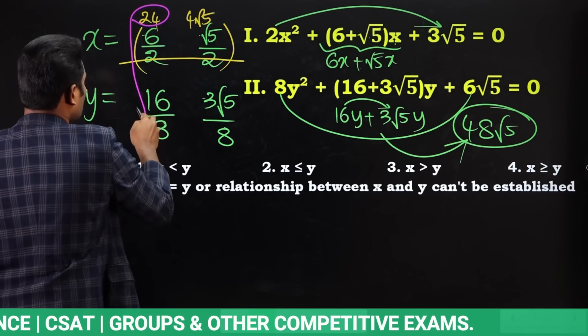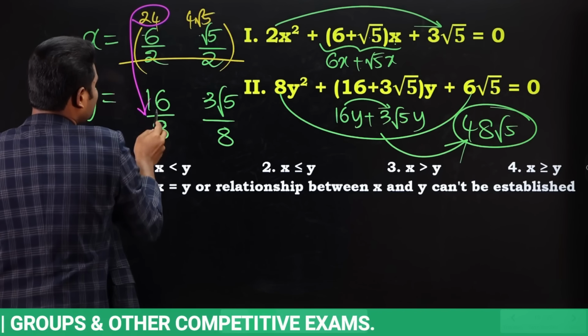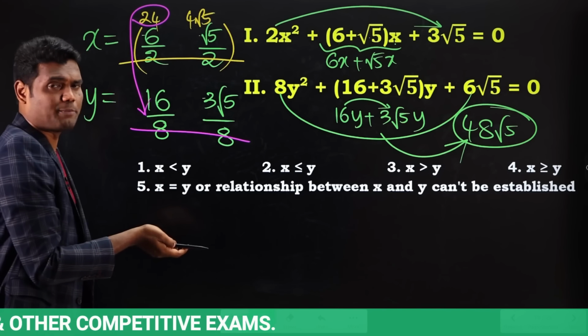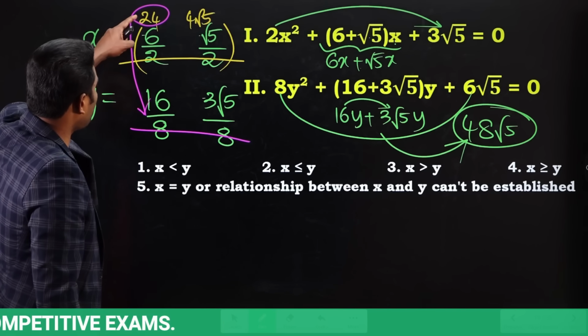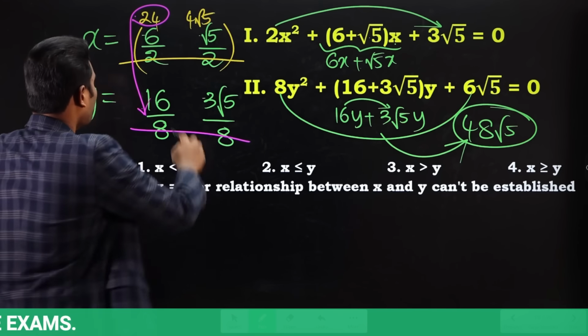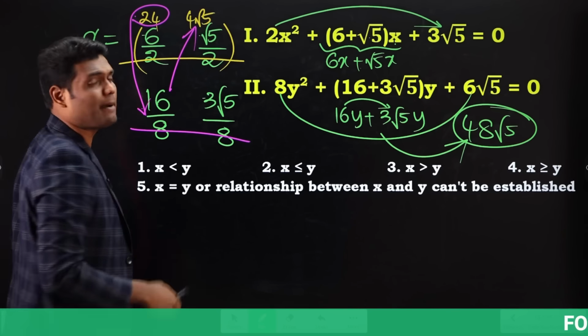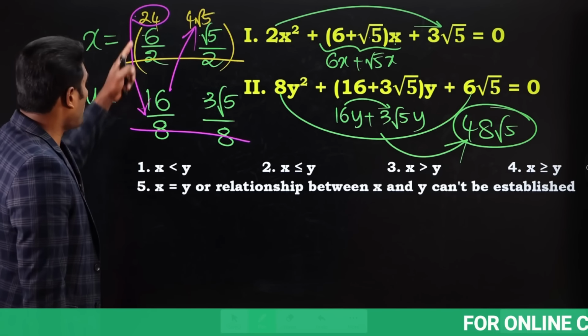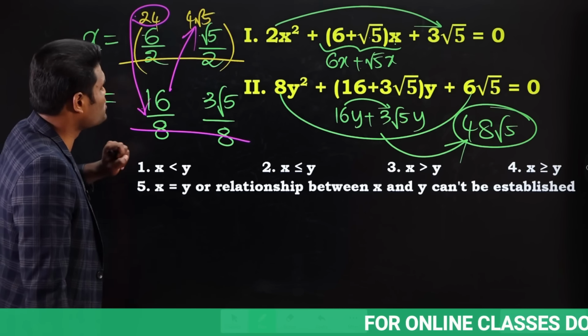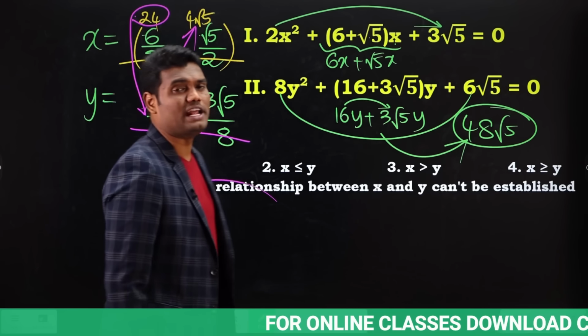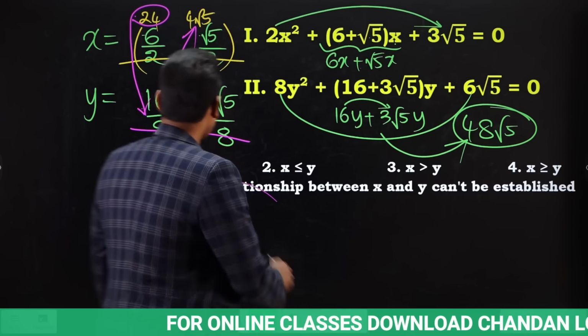When you compare these two values, that is 24 and 16, because we are making the denominator the same, this value is big. But when we compare these two values, this value is big. One time the x value is big, another time the y value is big, which means the answer is going to be no relation. Yes or no? If you want, you can simplify.